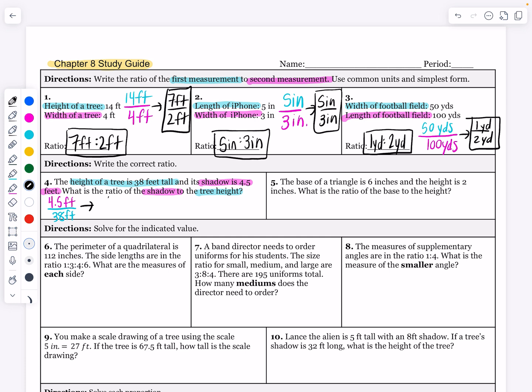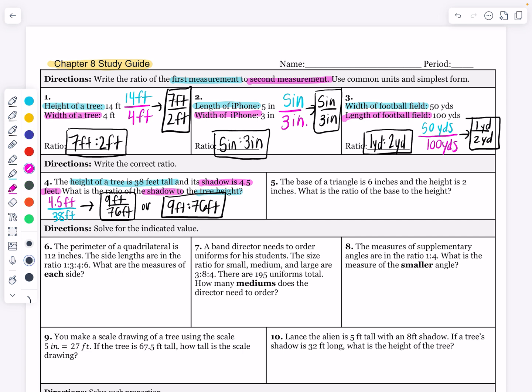That is going to simplify to 9 feet over 76 feet. So that's if you wanted to convert it to whole numbers. Another way you can write that is 9 feet per every 76 feet. Shadow to tree height. Okay, so you can use the colon or the fraction, do it as a fraction, or you can use the colon.